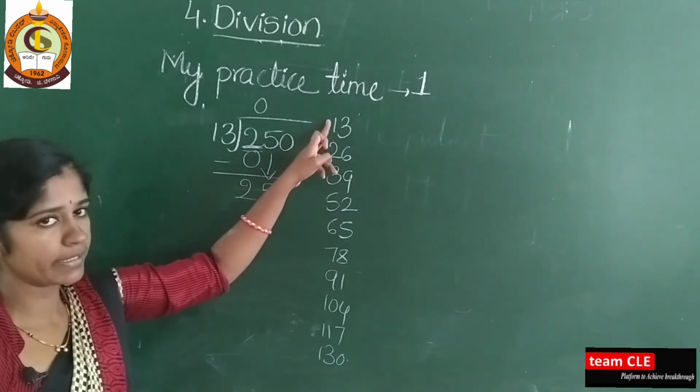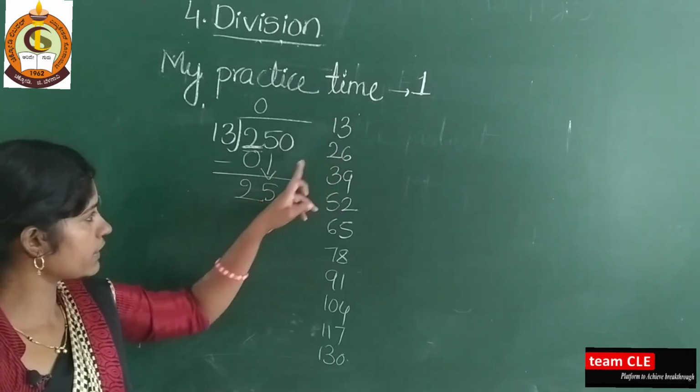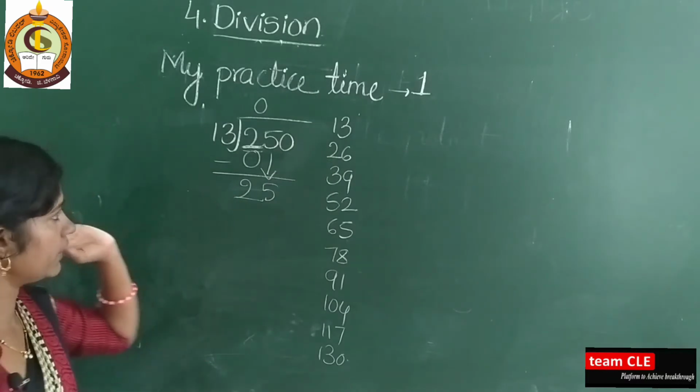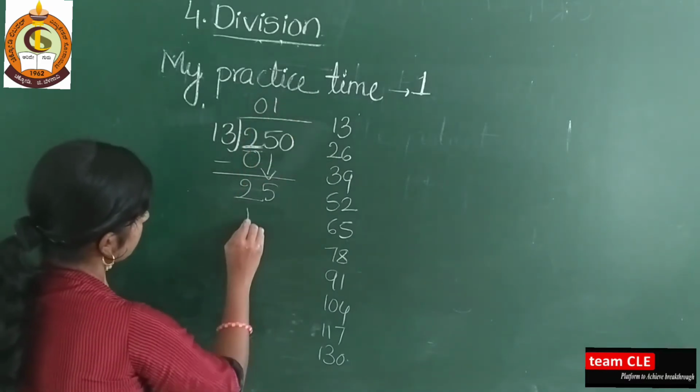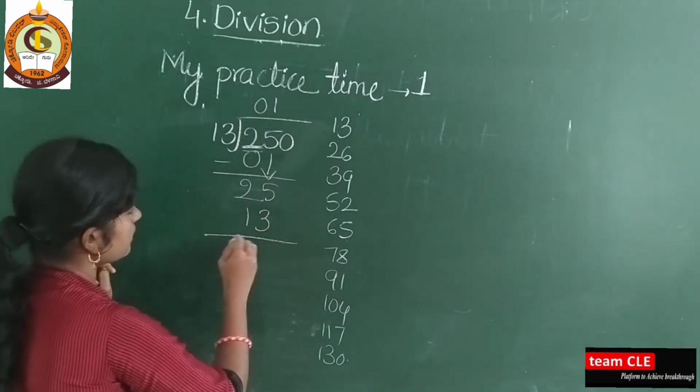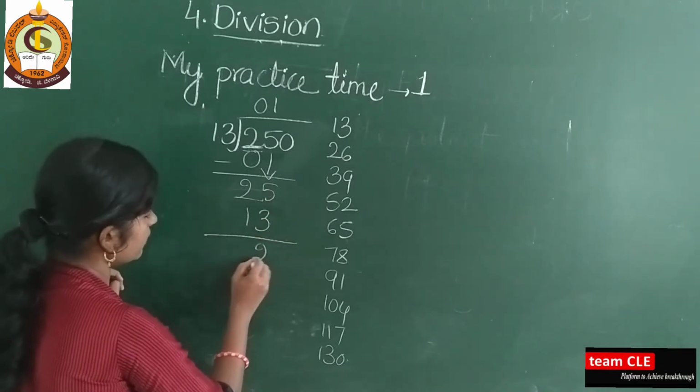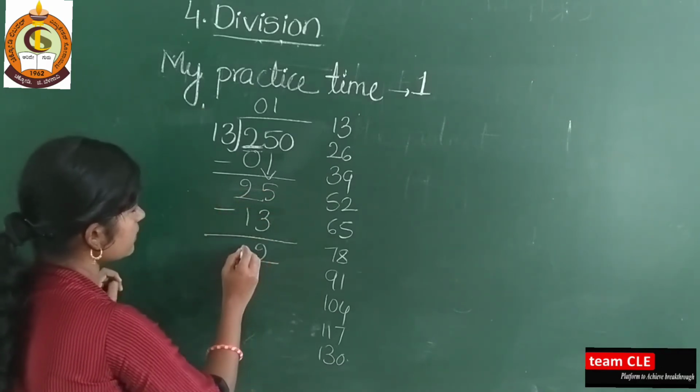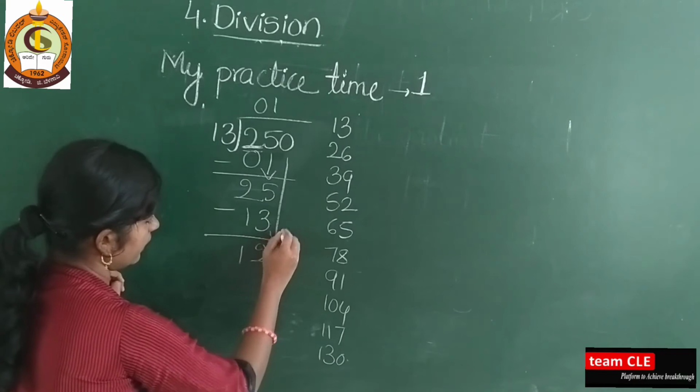Here 26 is there, so I will take 13, because 13 is less than 25. So 13 ones are 13. Next, 5 minus 3 is 2, 2 minus 1 is 1. Next you take the 0 down.